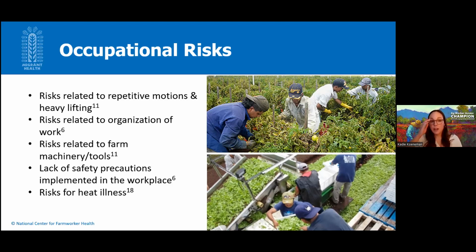In addition to the housing risks that lead to the spread of COVID-19, also at work, lack of safety precautions implemented in the workplace, not using social distancing, lack of personal protective equipment, lack of hand washing stations, and the inability to quarantine can lead to high transmission of COVID-19 in the workplace. Also, agricultural workers were deemed essential workers throughout the pandemic, which also increased the transmission for this population.